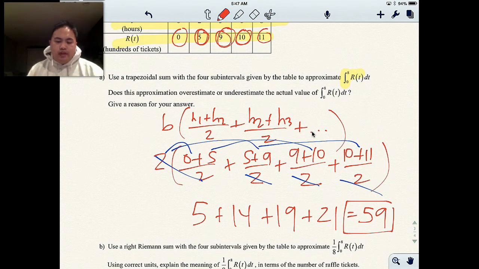So what you just found, again, is how many tickets you've sold overall. Okay, so this table told us how many tickets per hour we sold. Like in hour 1, we sold 5 tickets per hour, et cetera. So this tells me how much we sold overall. Okay. Now it says, does this approximation overestimate or underestimate the actual value?